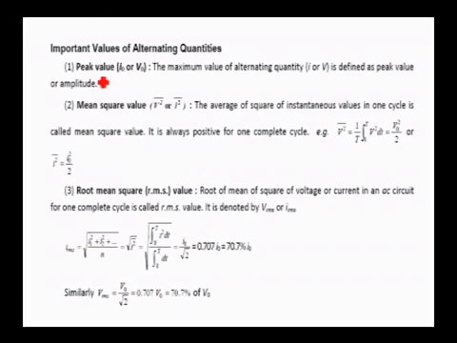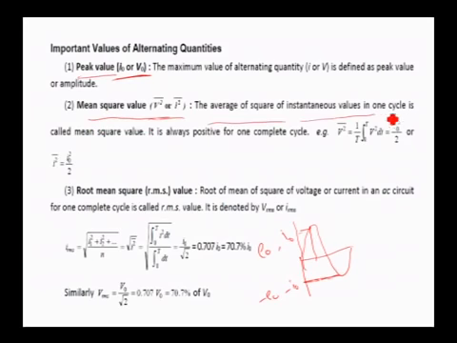We have to define some quantities related to this. Peak value, which is nothing but I naught or V naught, because during the variation of current, it reaches the maximum value. This is what we call the peak value of current, I naught, and in the negative direction this is minus I naught. Similarly we have E naught and minus E naught. The mean square value is the average of the square of the instantaneous values in one cycle, but if you take the root of it, it becomes the root mean square value, which is I naught by root 2.